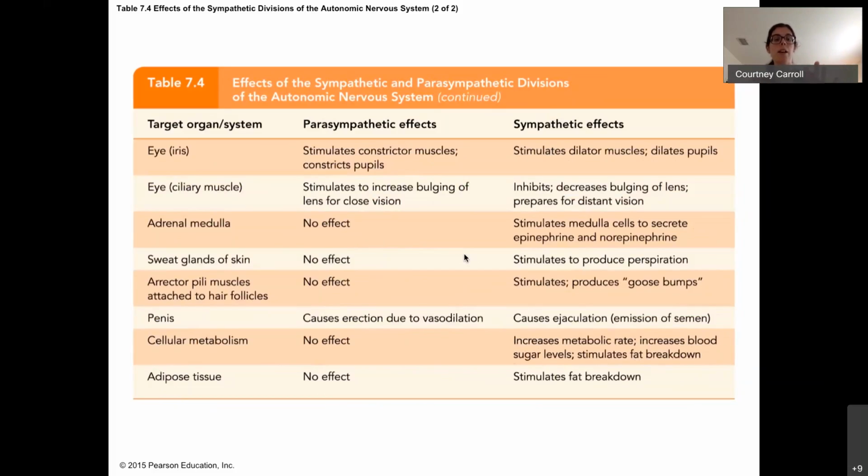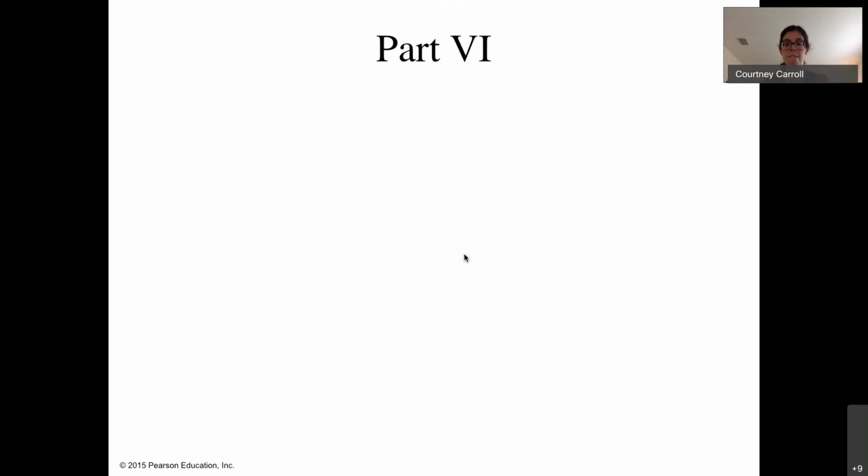No effect again for the parasympathetic on a lot of different things. So the parasympathetic has no effect on your adrenal glands, no effect on your sweat glands, no effect on overall metabolism or adipose tissue. Whereas the sympathetic is going to do things to all of those organs to prepare you for a stressful situation. It's going to help you release hormones. It's going to make you sweat, give you goosebumps, stimulate your fat breakdown, increase your general metabolic rate. Okay, so all of those things you want to think again. What would I do when I face a bear? That's a sympathetic response. What would I do after Thanksgiving? That's a parasympathetic response. Okay.